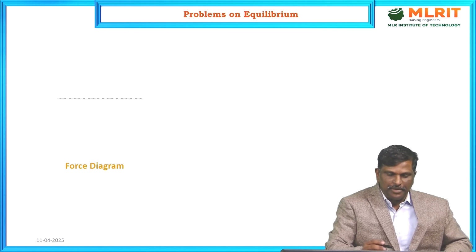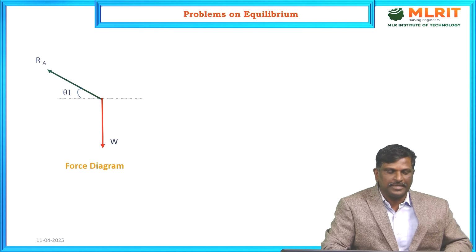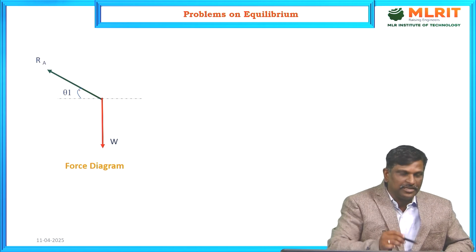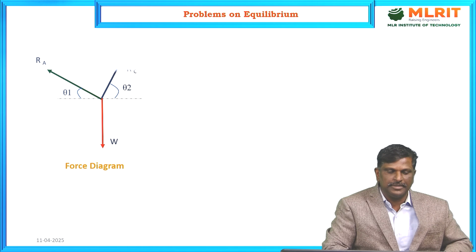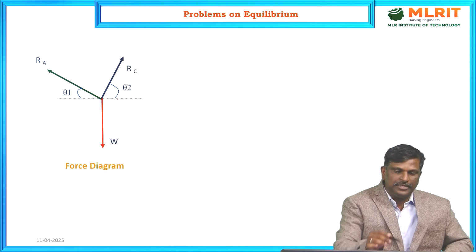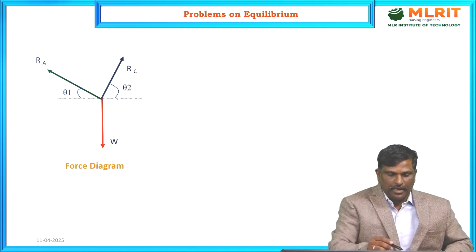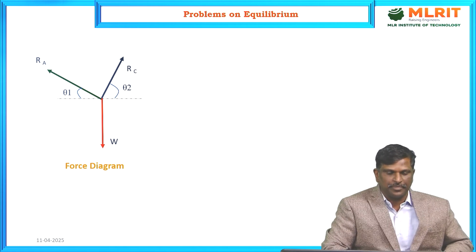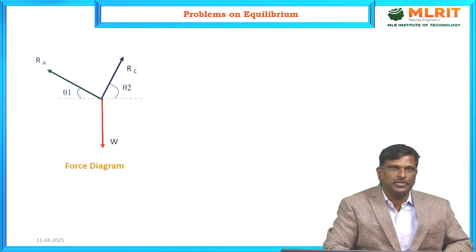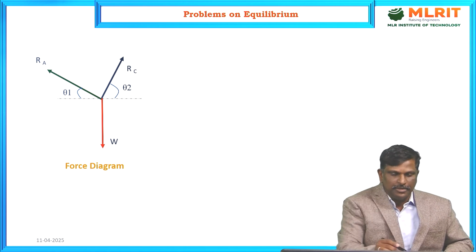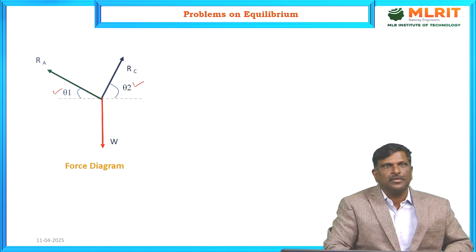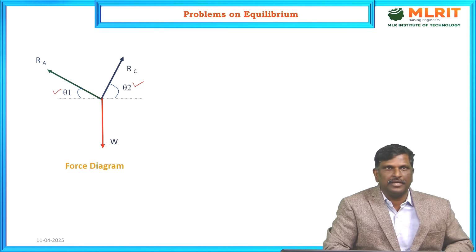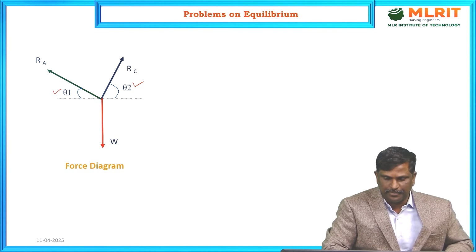In the force diagram, weight always acts vertically downwards, and the reaction RA is making an angle of theta 1 with the horizontal, and RC is making an angle of theta 2 to the horizontal. Unless we find the theta 1 and theta 2 values, we cannot proceed to solve the problem. Either method, Lami's equation or resolution, requires the angles. Now let us find the angle made by RA with respect to horizontal and the angle made by reaction RC with respect to horizontal by using the given diagram.